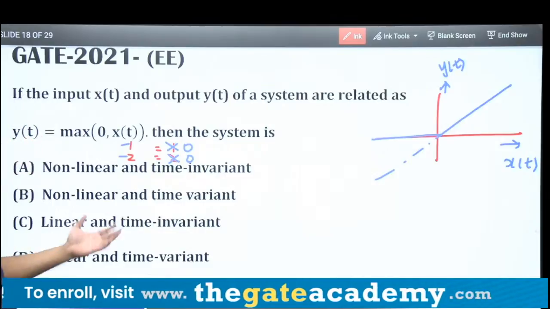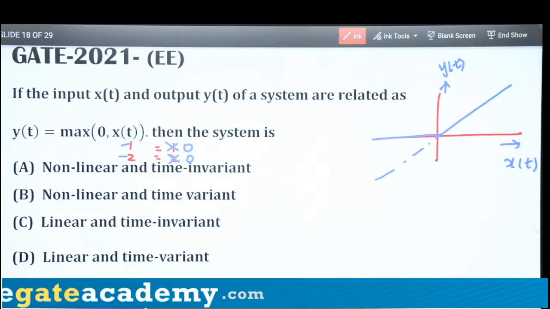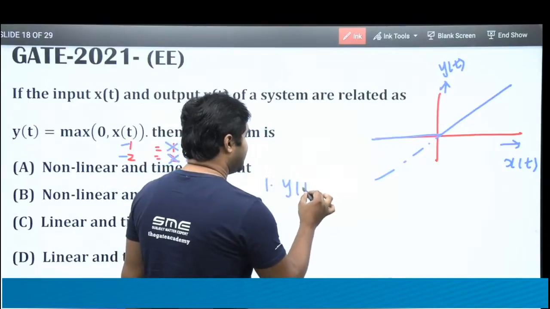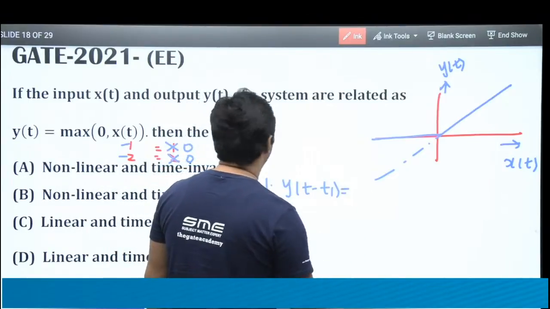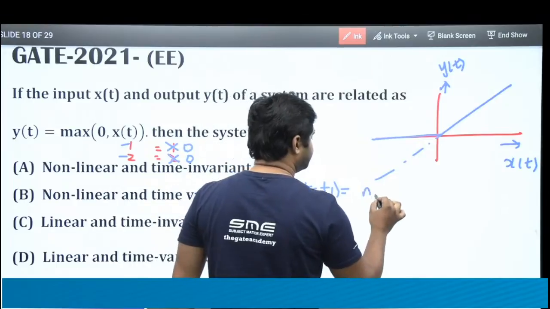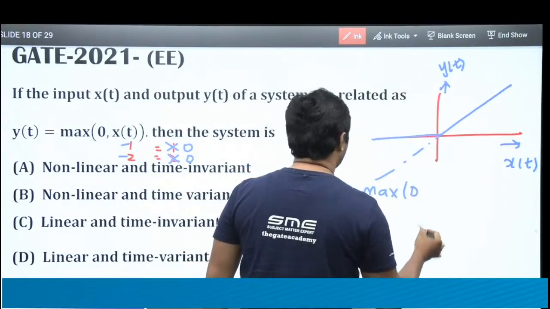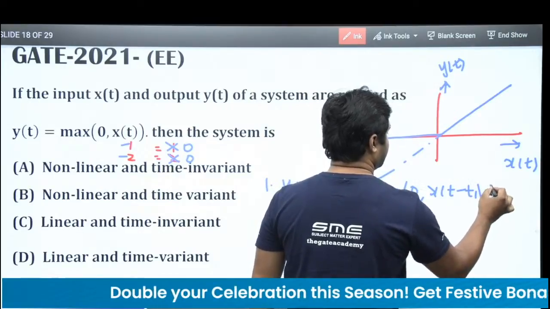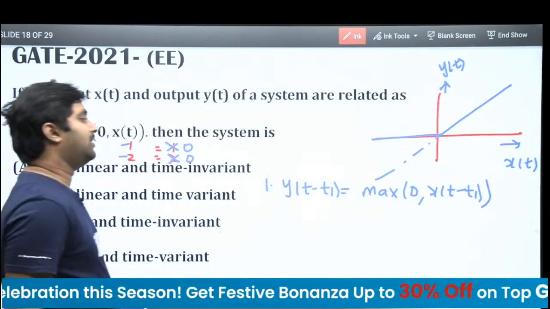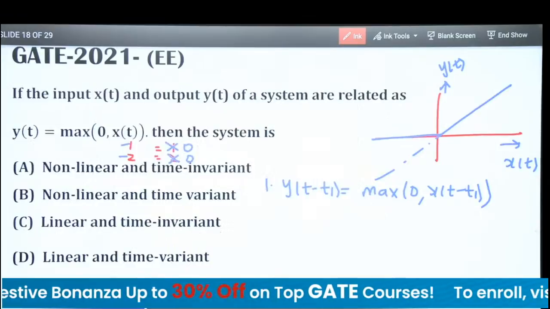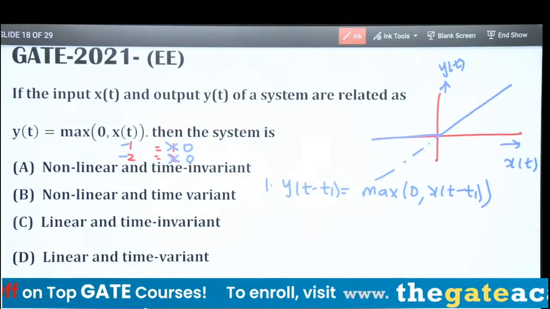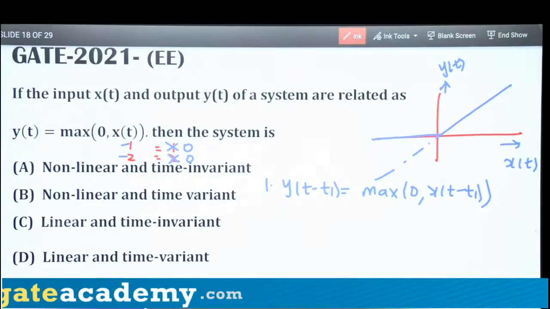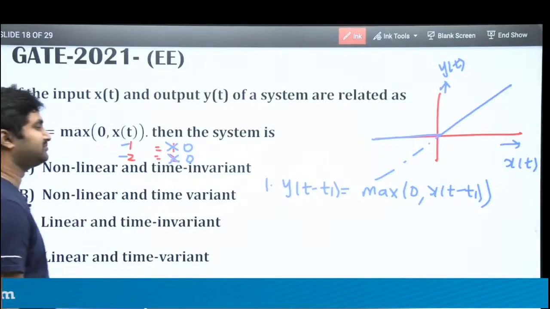What about time invariance? How to check the time invariance? First of all, find out what is y of t minus t1. Y of t minus t1 is equal to max of 0 comma x of t minus t1. This is nothing but y of t minus t1.